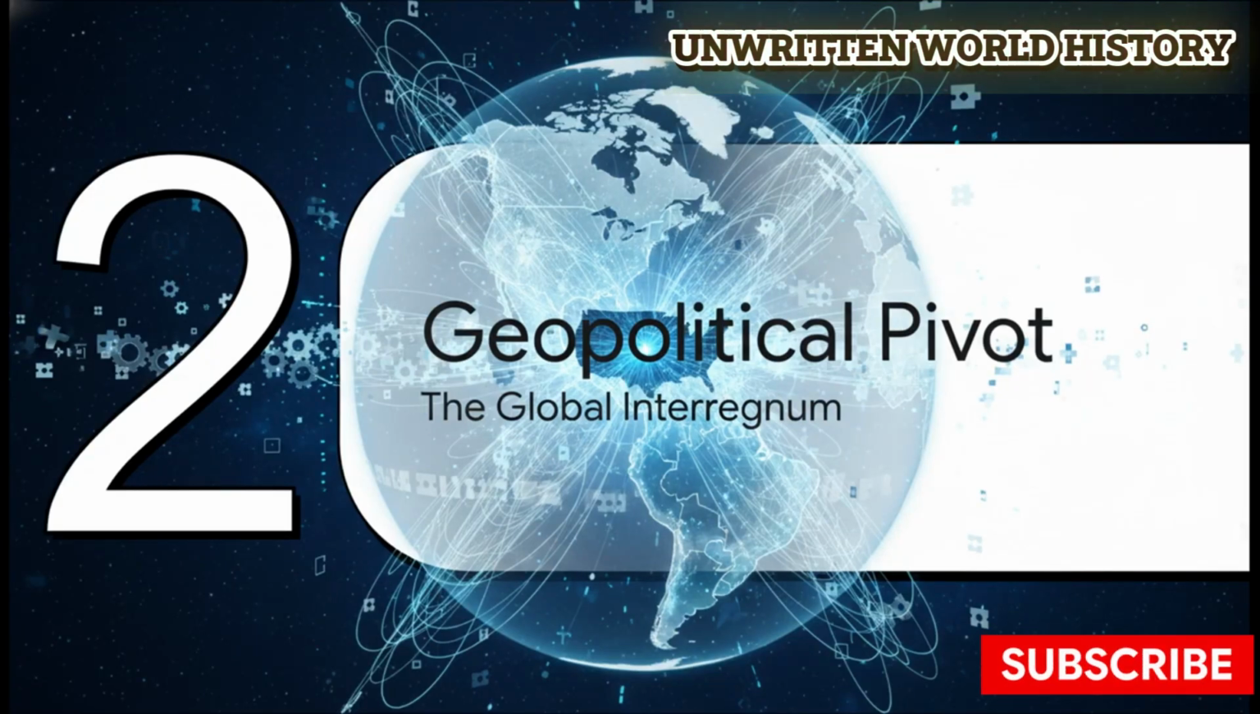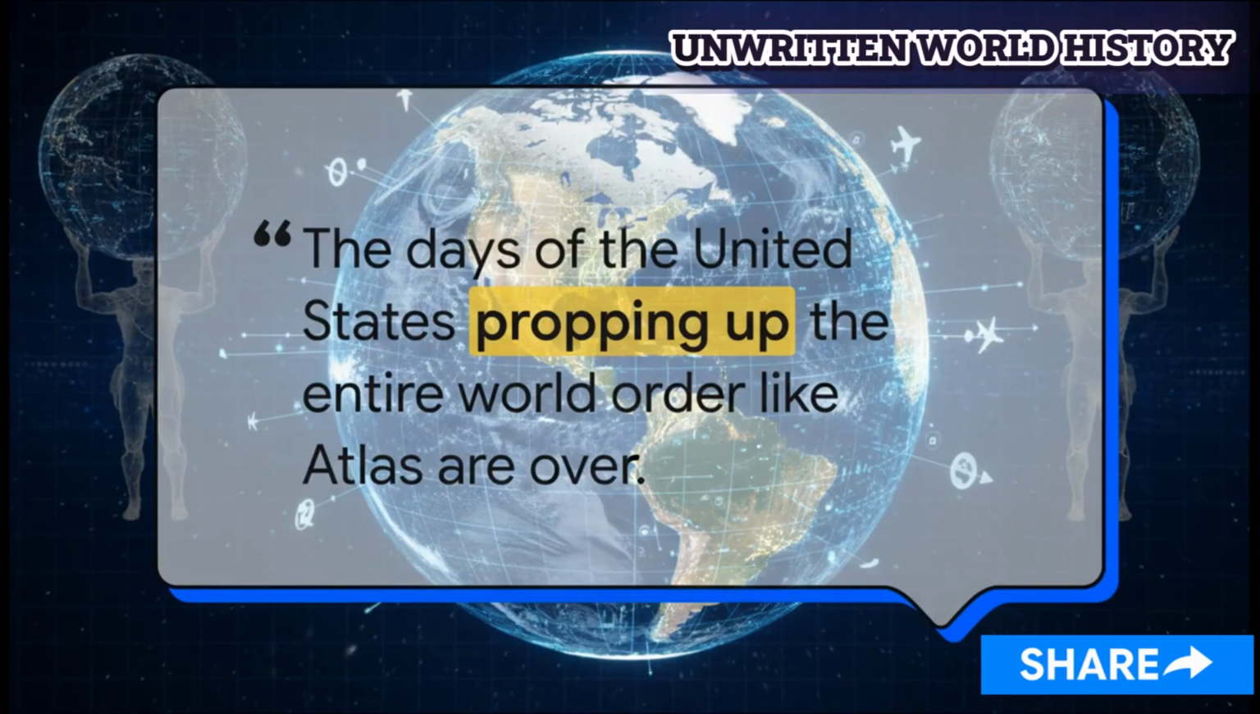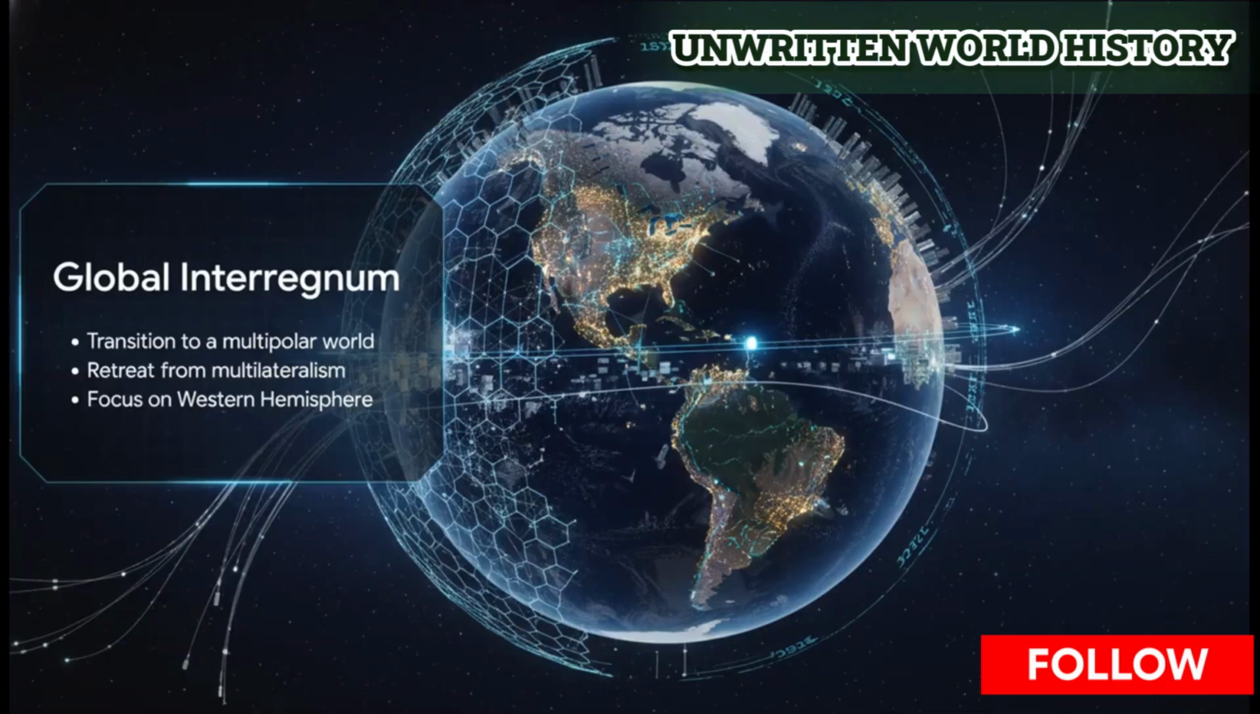The current geopolitical pivot. This brings us into the tight center of our historical hourglass. The official U.S. national security strategy documents recently declared pretty starkly that the days of the United States propping up the entire world order like Atlas are over. That post-Cold War era of unipolar American dominance has officially ended. The U.S. is very clearly signaling to the world and to its allies that it's stepping back from being the global policeman. Experts actually call our current reality an interregnum.